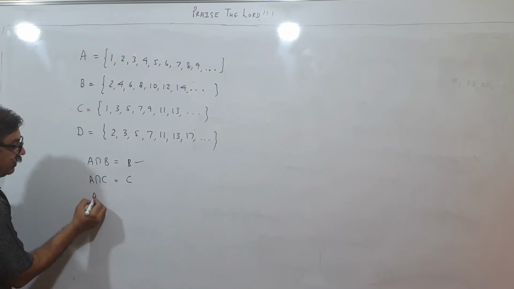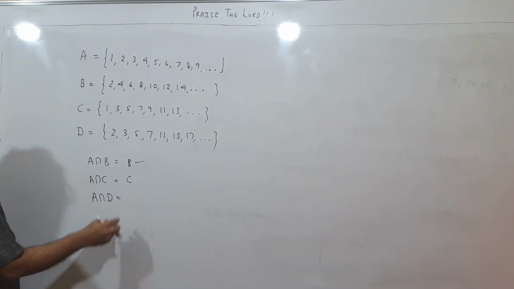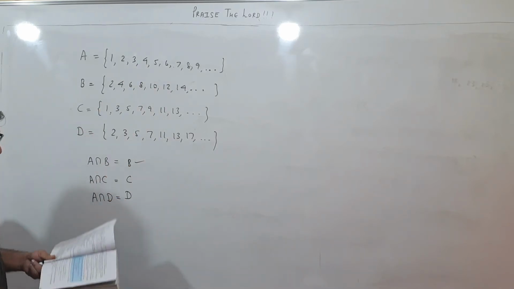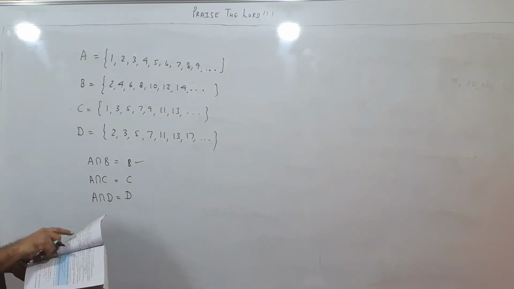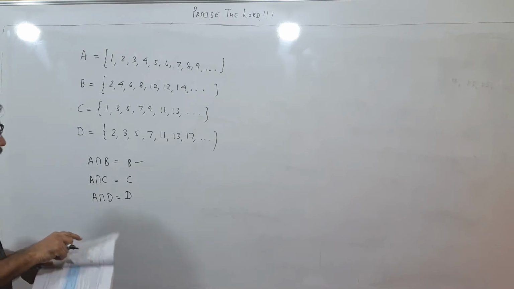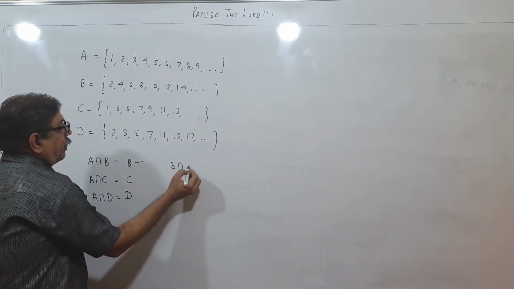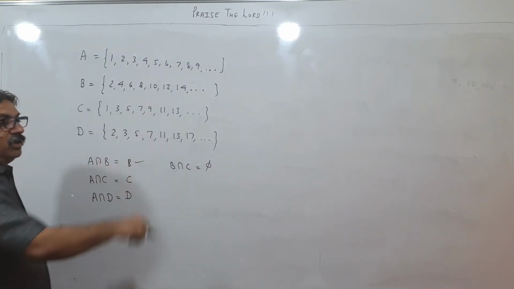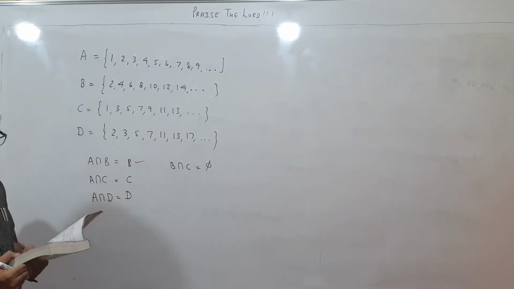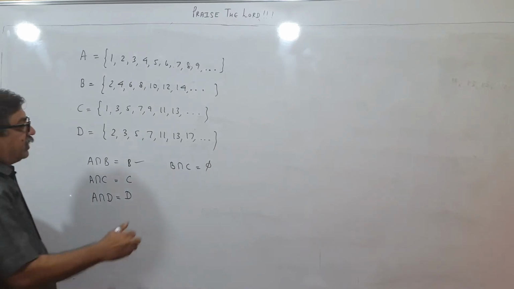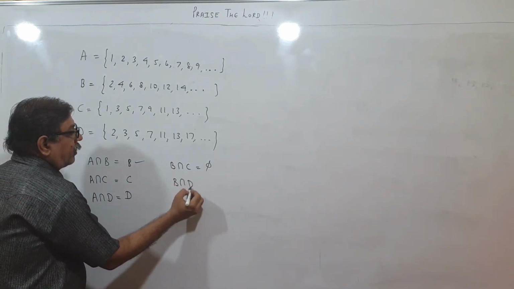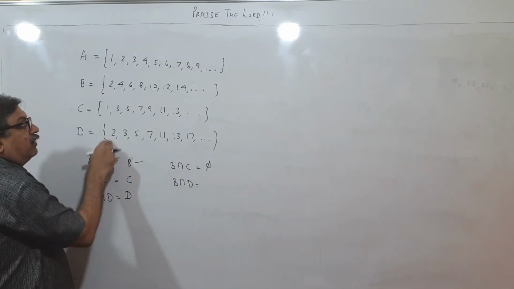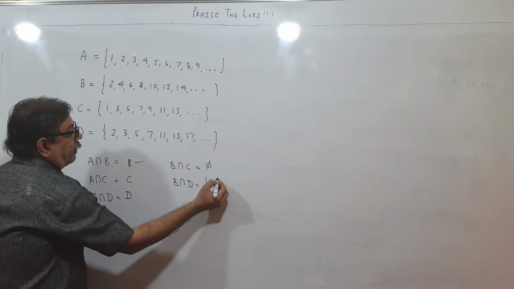Then A intersection D. All these numbers will be here. So that will be D only. Then B intersection C. Anything common? No. One is odd natural number, one is even, so nothing common. Then B intersection D. These two. Here all odd numbers, only one will be even prime. So only number 2 will come.